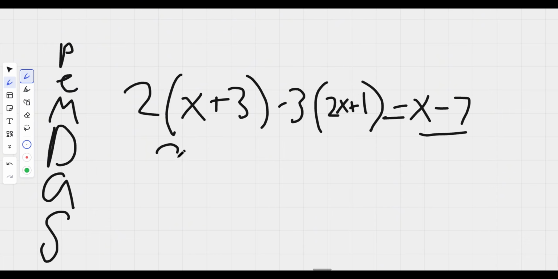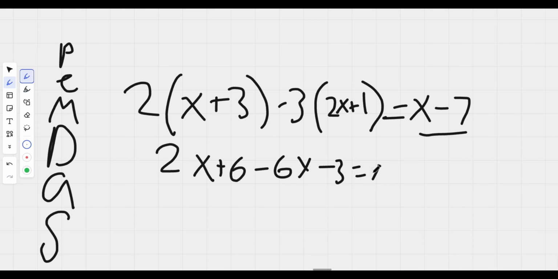So we're going to get 2x plus 6 minus 6x. And remember, this is negative 3, not a positive 3, so it's going to be negative 3 times 2x. And we're going to get minus 3, and it's still going to be x minus 7. And now we're going to combine like terms. So then we're going to get negative 4x plus 3. And this is still going to be equal to x minus 7.